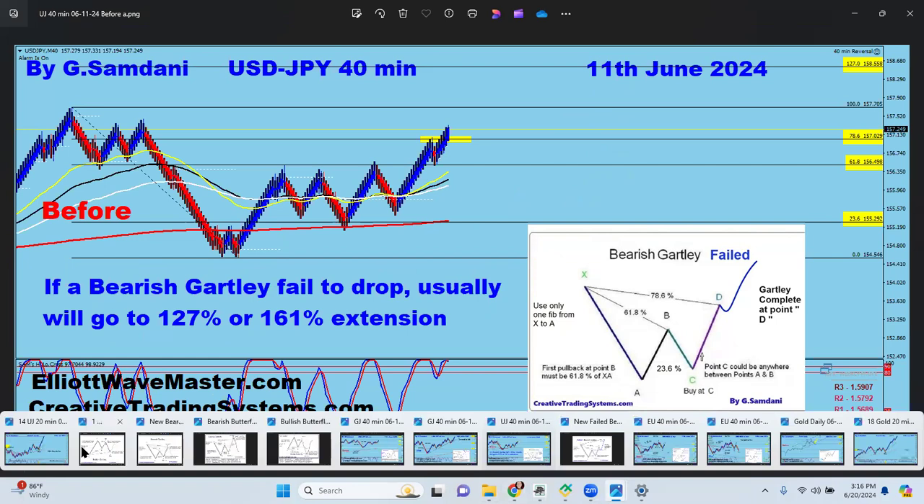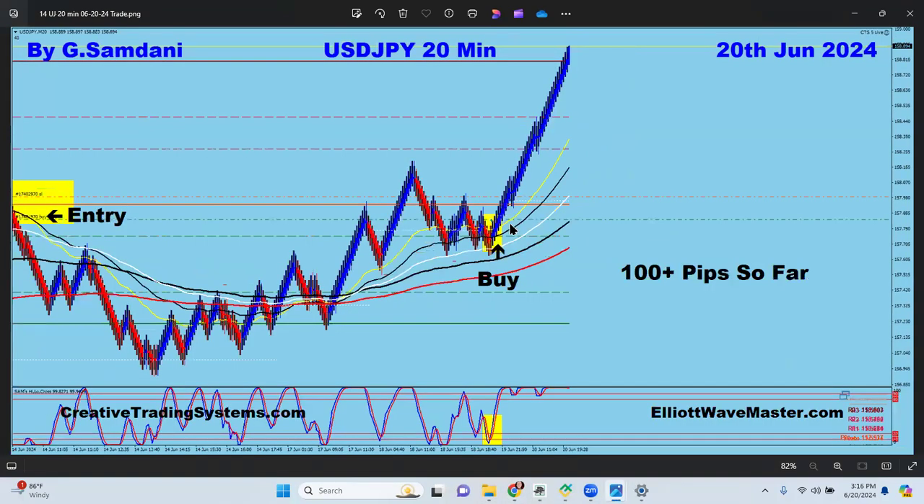Today's trade, right there. You see that? The entry was yesterday and continued today, and boom, all the way. And that's where I close, because it hit that 127 there. The buy orders right there, 100 pip, easy peasy, right? So this is the system.